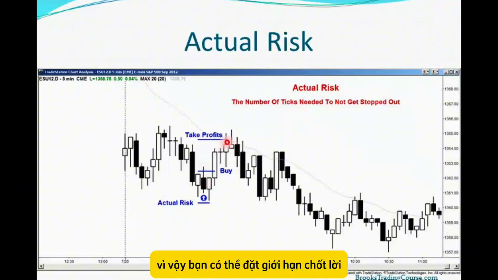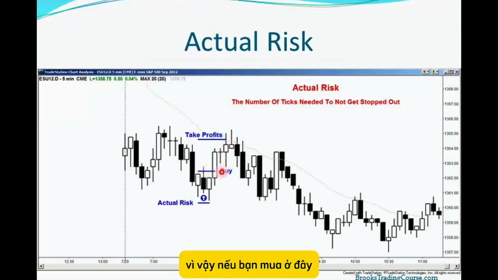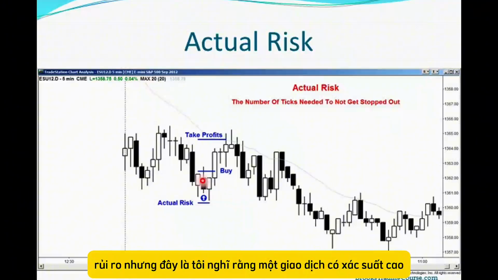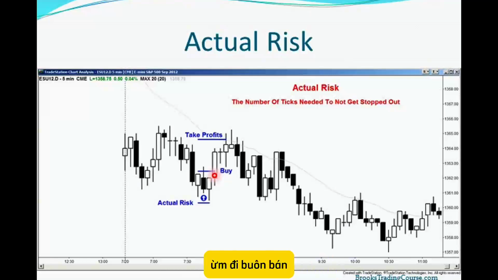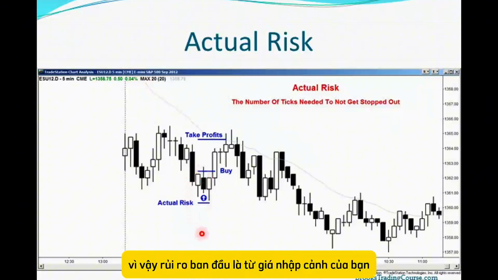So you could place a profit-taking limit order to exit your long for a scalp at this level, and you would have been filled. So if you bought over here, you take profits over here at 1 times the risk. Most traders should not be going for 1 times the risk, but this is, I think, a high probability trade, especially when it turned up the second time. And had you decided that you were going to take the trade, given that the probability was high that you would be successful, you could get out at 1 times your risk. The actual risk, not the initial risk. The initial risk was all the way down here. Here's your entry price. So the initial risk was from your entry price all the way down there.